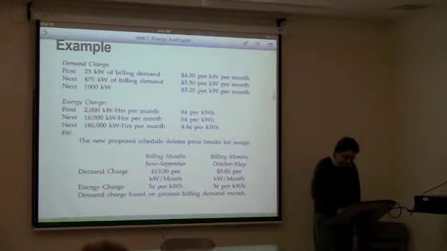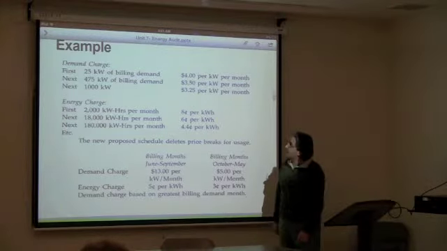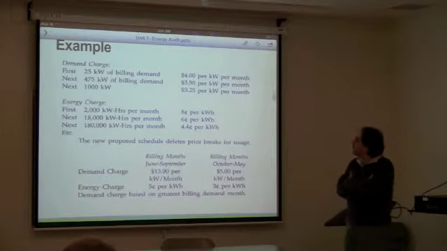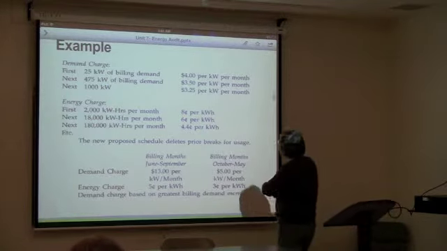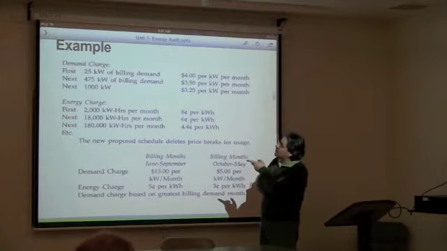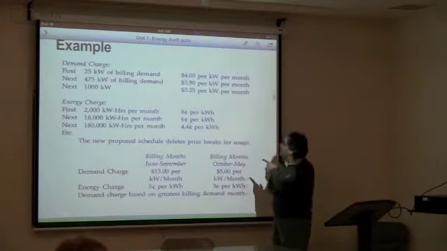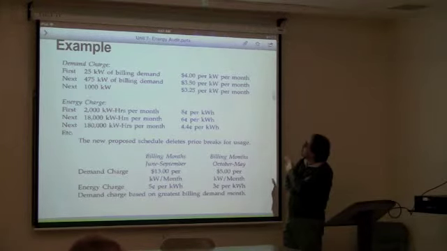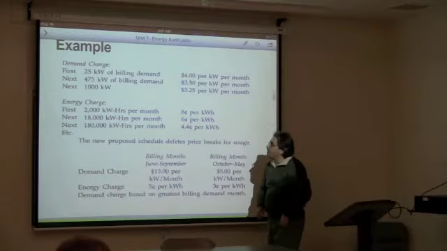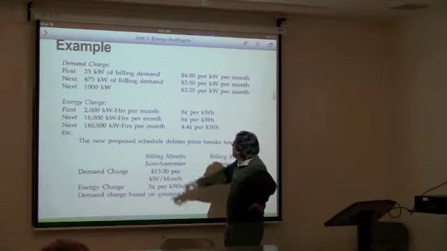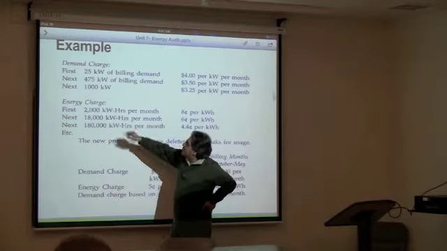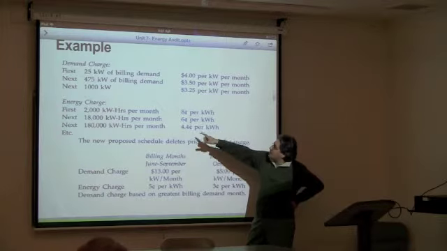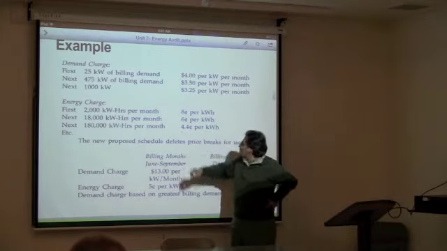Now, this is another utility bill example. The first 25 kilowatt, for the demand, is $4 per kilowatt per month. Next 475, 3.50 per kilowatt per month. And the next 1,000 is $3.25 per kilowatt per month. If I look at the energy charges in the table, it's 2,000 kilowatt hours per month at 8 cents. The next 18,000 is 6 cents, and the next 18,000 is 4.4 cents.